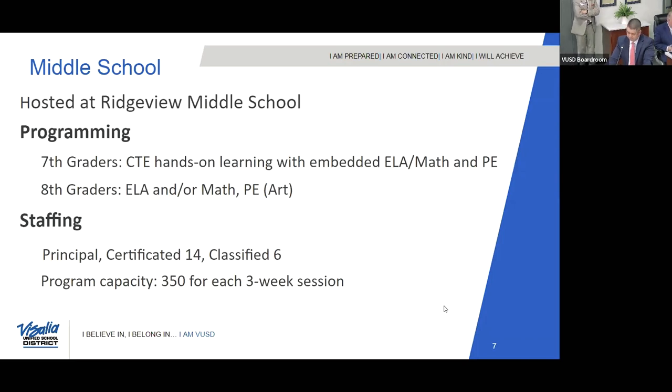For our eighth graders, there are students that maybe need a little additional support in ELA or math, but they will also get PE. So for example, if a student needs extra support in ELA only, their three-period schedule would be ELA, PE, and art. If they need extra support in both ELA and math, they'll have ELA, math, and then PE. They would not have that art opportunity.